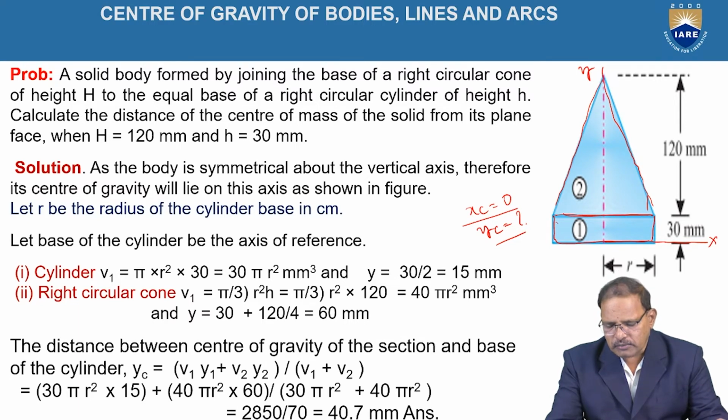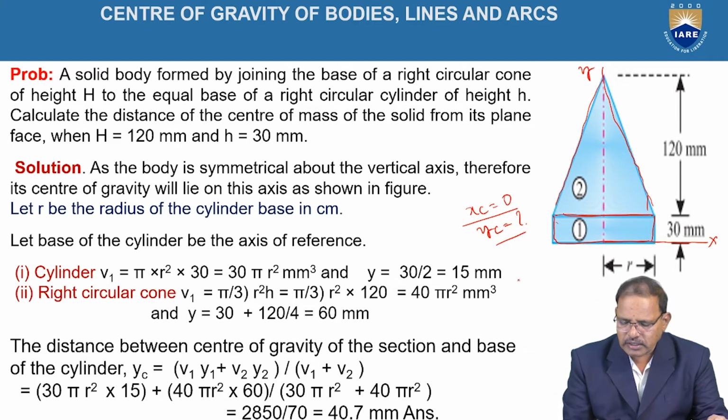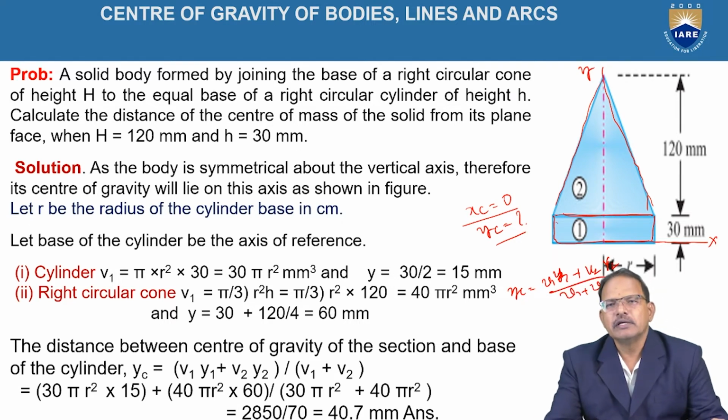Here the equation that is applicable is yc is equal to a1 y1 plus a2 y2 divided by a1 plus a2, that is for the areas of planes. Since it is a solid, the areas are replaced by the volumes, that is yc is equal to v1 y1 plus v2 y2 divided by v1 plus v2. Since the object is made up of the same material, the density is constant, that's why it is removed from the denominator and numerator. Now v1 and v2 represent the volumes of the first element and the second element, and y1 and y2 represent the positions of the centroids of the cylinder as well as the cone with respect to the base of the circular cylinder.